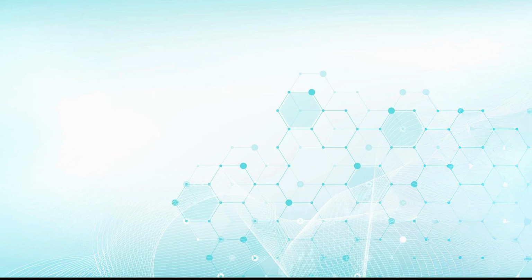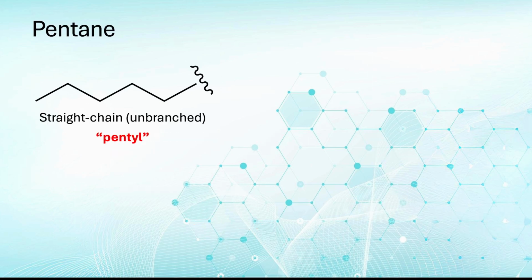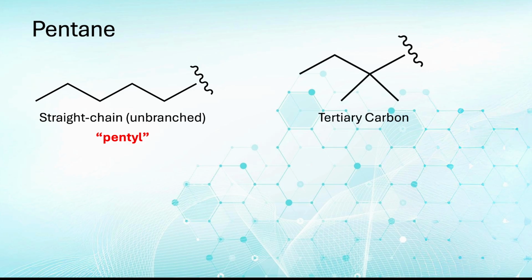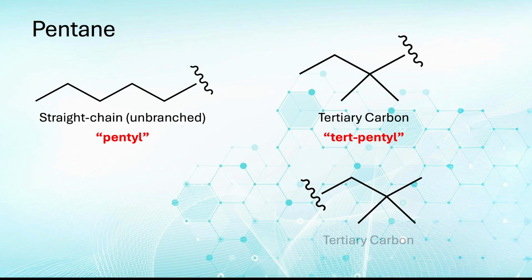Pentane can be attached to a larger group by its straight chain unbranched form, called pentyl. However, we can form a tertiary carbon using pentane. If a larger group attaches to the tertiary carbon directly, the pentane is called tert-pentyl. If a larger group attaches to the end of the pentane with a tertiary carbon, the pentane is called neopentyl.